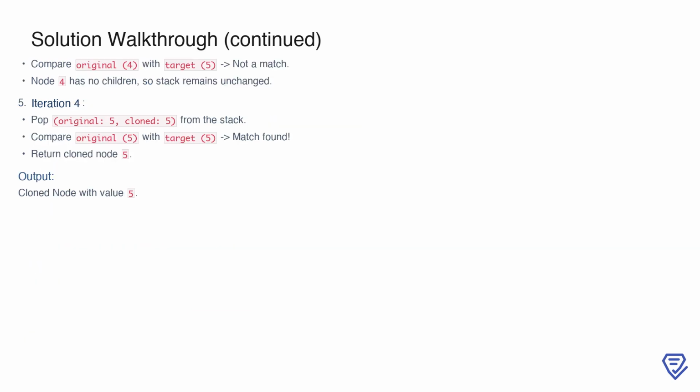Finally, we pop the node pair with value 5. Comparing the value of the original node with the target, we find a match. This means the corresponding node in the clone tree, which also has the value 5, is our result. In this example, we've demonstrated how the algorithm traverses the tree systematically, ensuring all nodes are checked until the target is found. The clone node with value 5 is returned as the output.